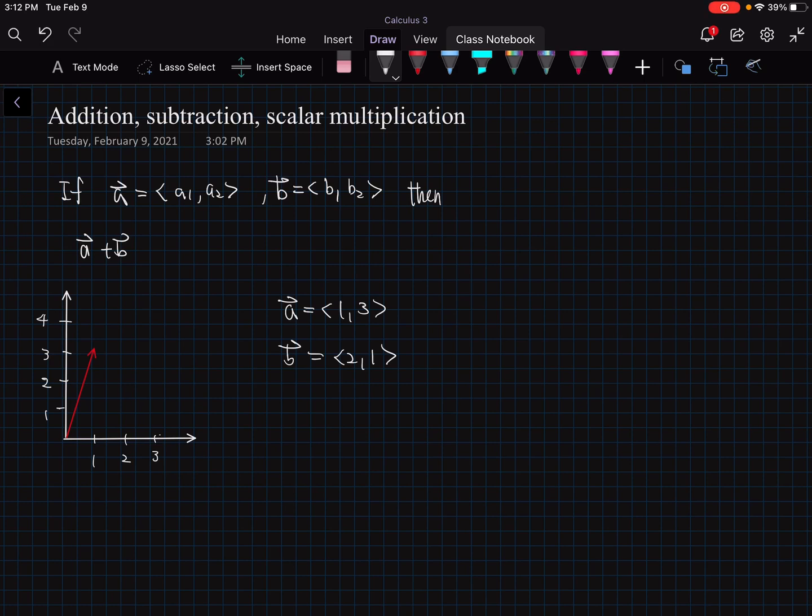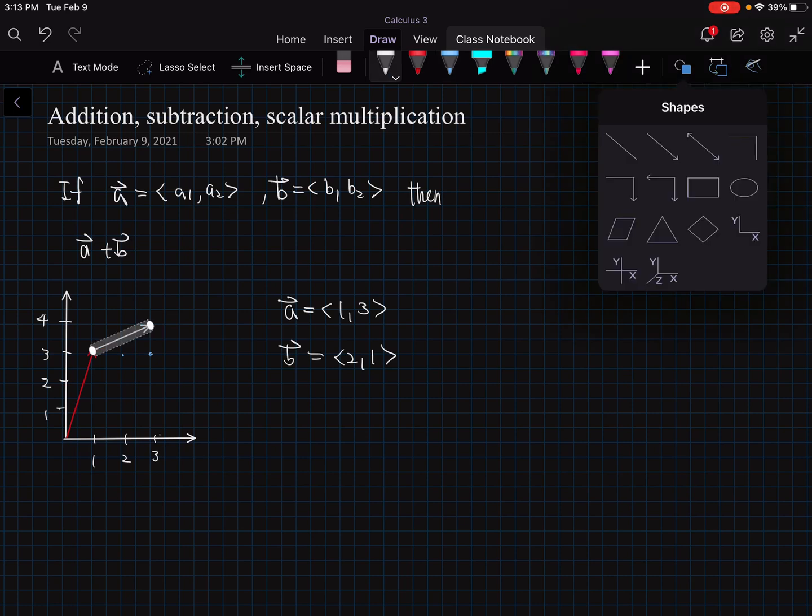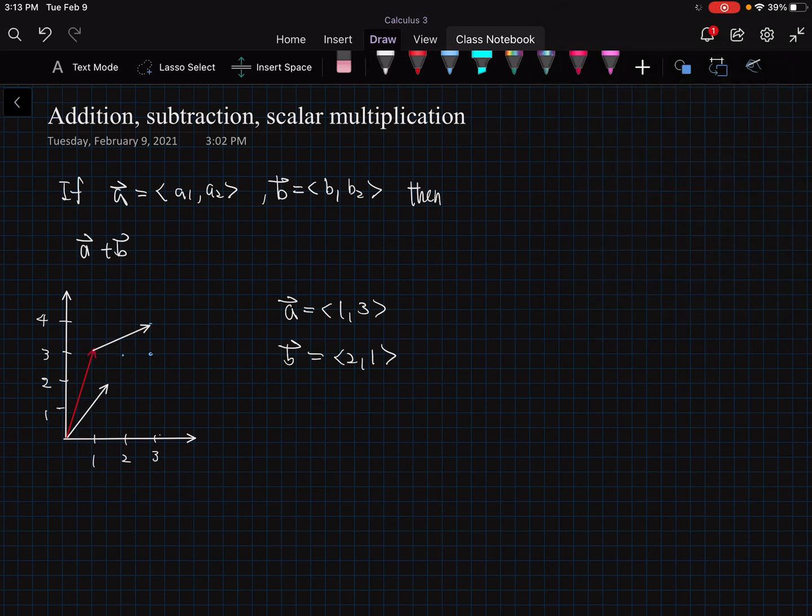Vector A is (1, 3), as indicated by the red arrow right there. Vector B is (2, 1). According to vector addition, at the end point of A we go 2 units to the right and 1 unit up, that's (2, 1). So we're going to produce a vector here. Our final vector will be this, which is the vector A plus B.